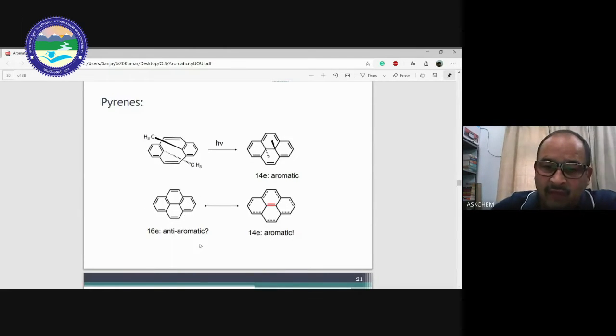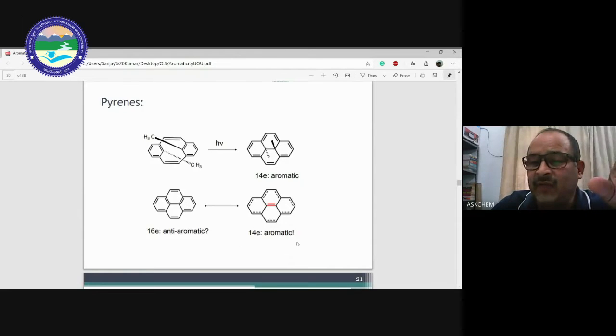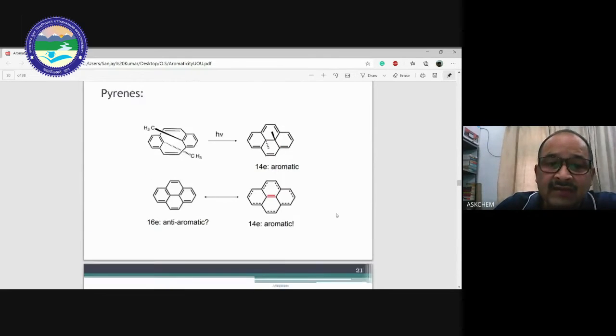But if in one of the reactions there is a double bond at the very core, that is the red line, then this compound becomes aromatic. It becomes 14 electron at the periphery, and this becomes aromatic. So a 16 anti-aromatic system can be transformed into a 14 electron aromatic. And so this is the pyrene system which we can discuss.